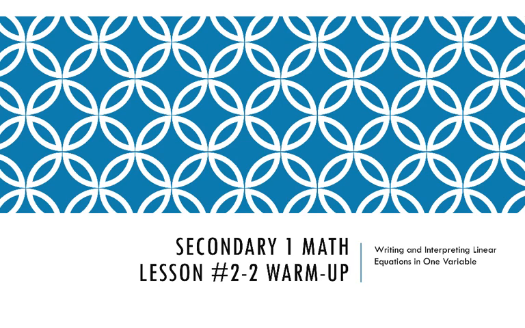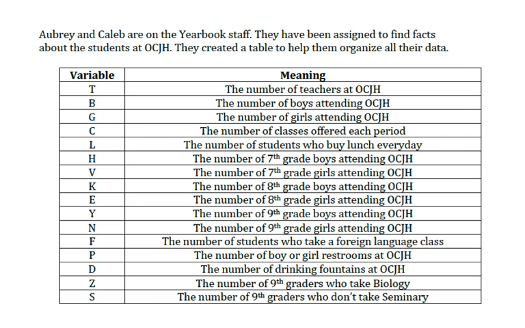This video covers the Lesson 2-2 warm-up for Secondary 1 Math, writing and interpreting linear equations in one variable. Aubrey and Caleb are on the yearbook staff. They have been assigned to find facts about the students at Oak Canyon Junior High. They created a table to help them organize their data.